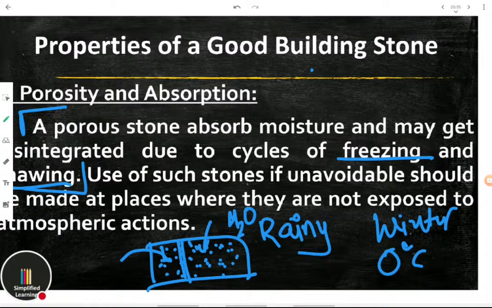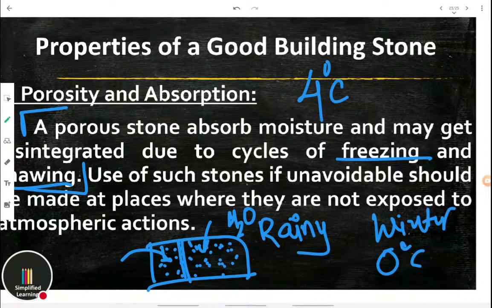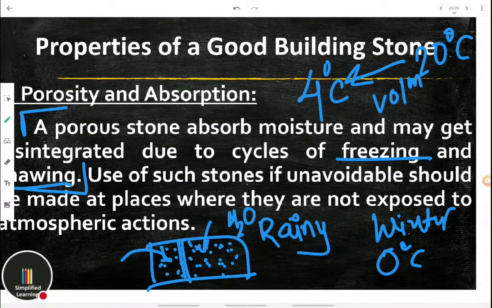You know the anomalous behavior of water, that is up to 4 degrees Celsius. Let's say from 20 degrees Celsius to 4 degrees Celsius, when we are cooling the water, what will happen with the volume? Obviously, when you are reducing the temperature of a material, the volume is going to decrease.